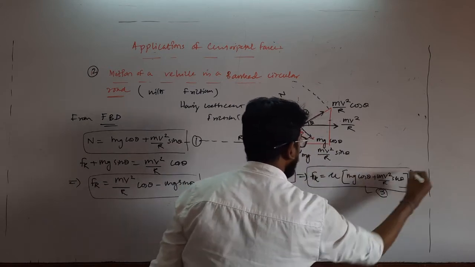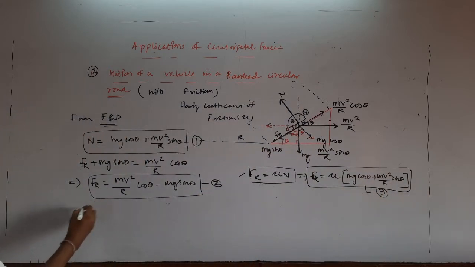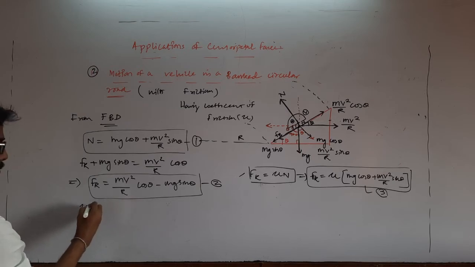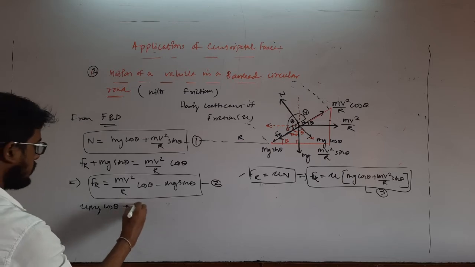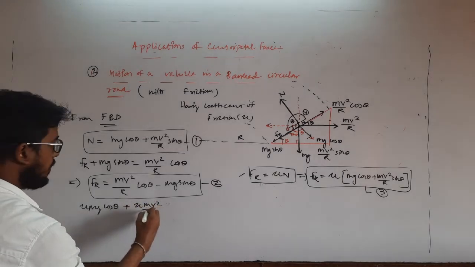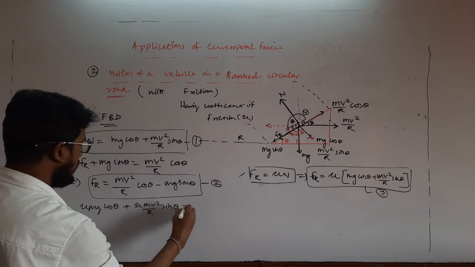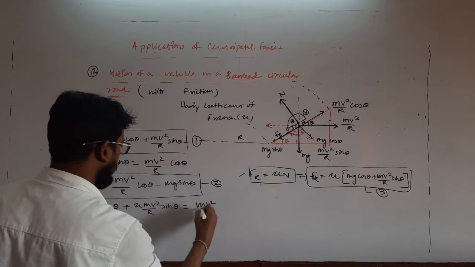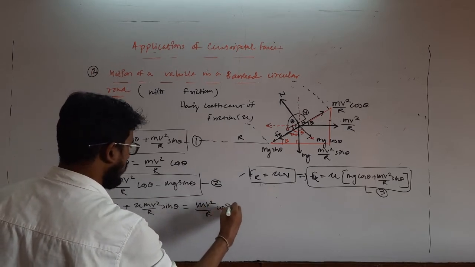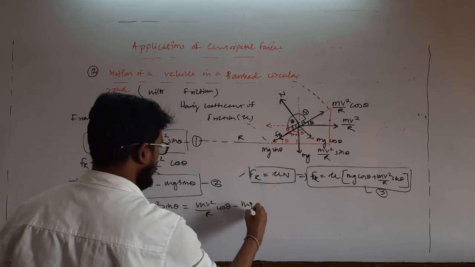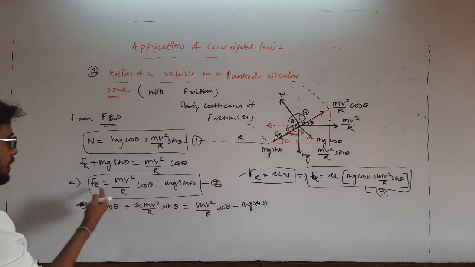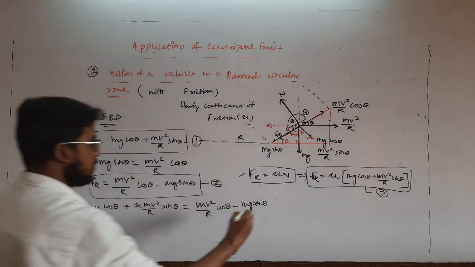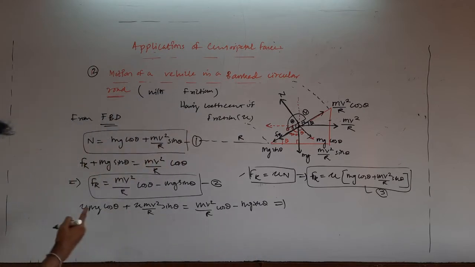Now using 3 in 2, we will get what? Mu mg cos theta plus mu mv square by r sin theta is equal to mv square by r cos theta minus mg sin theta. Okay, putting the value of Fr in this equation. This is the equation. So this implies by rearranging this from both sides, m will get cancelled.